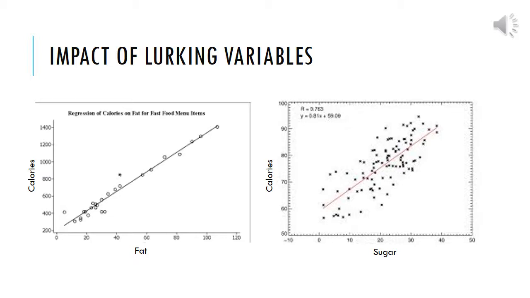When another variable influences the relationship between the two variables under investigation, we call it a lurking variable. Sugar is the lurking variable in the relationship between saturated fat and calories. Lurking variables affect the accuracy of your model and mean your prediction will not be 100% accurate.